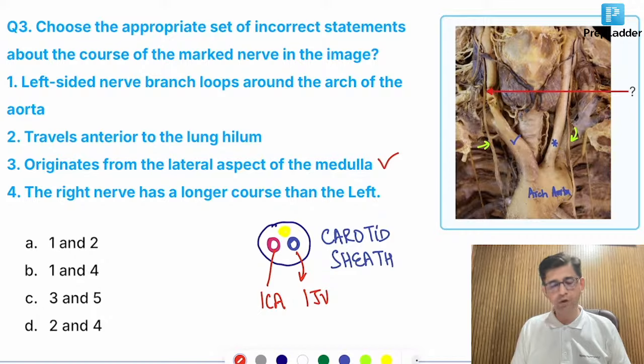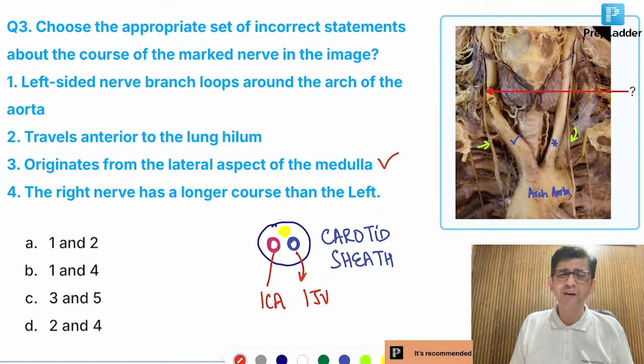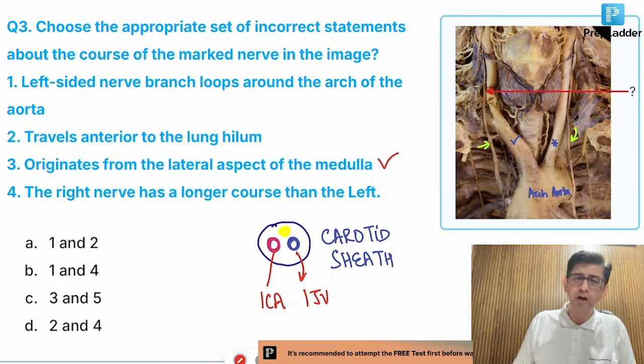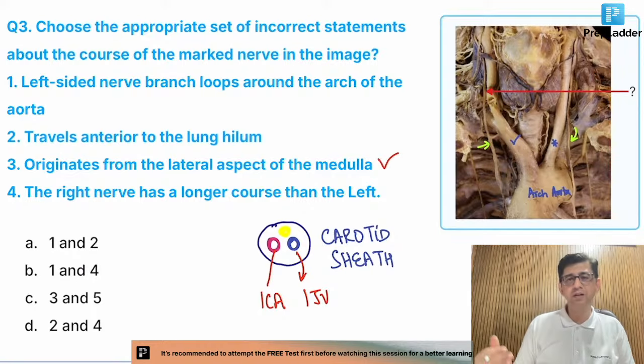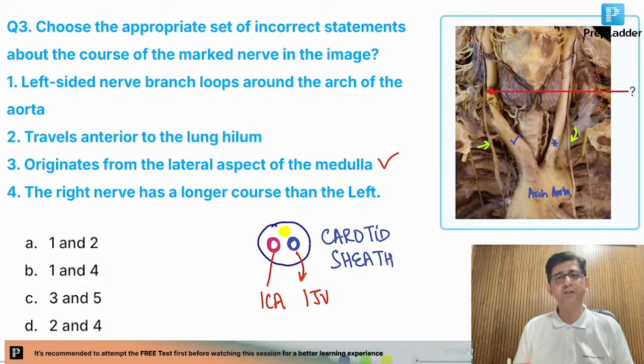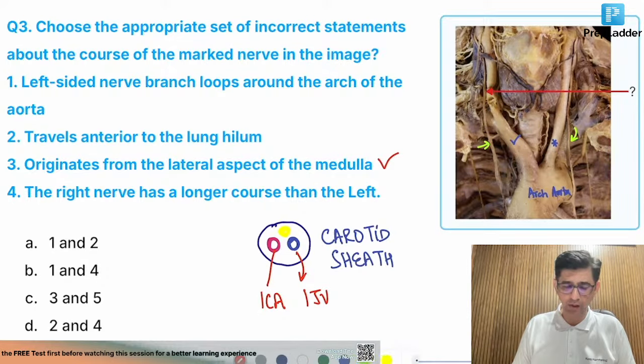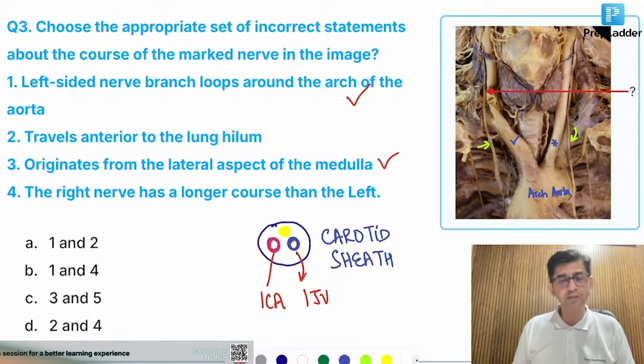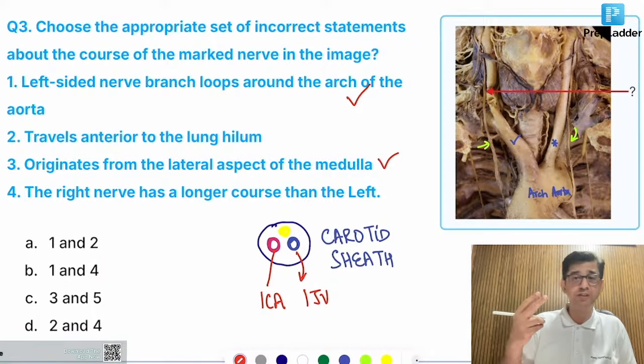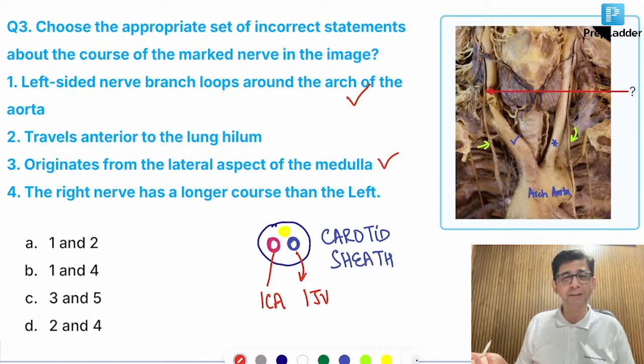The left-sided nerve loops around the arch of the aorta. Well, as far as the left-sided branch is concerned, we have a recurrent laryngeal nerve, right? The recurrent laryngeal nerve is a branch of the vagus. It loops around the arch of the aorta. So this is also a correct statement in this case. So two statements are correct. And now you can see there are two that are wrong. So I'm left with two only.